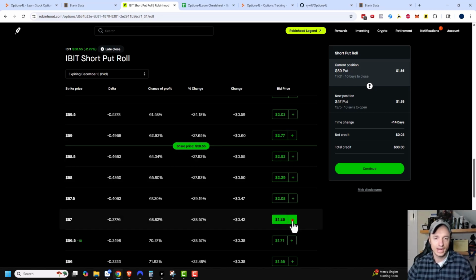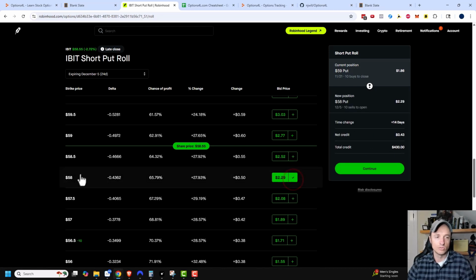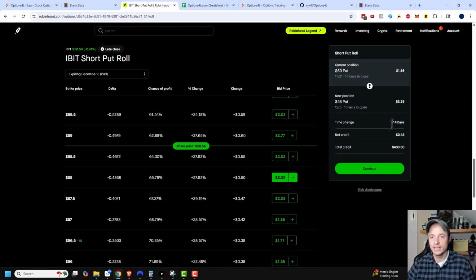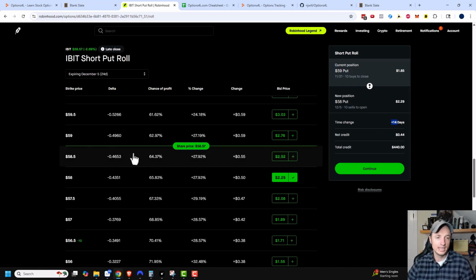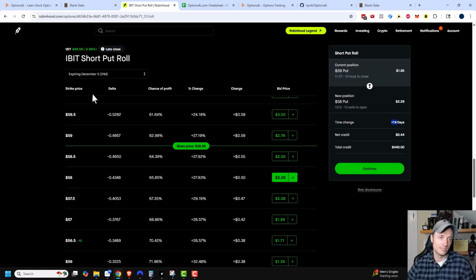Now if I didn't want to do that, I could untick that, and let's say I just want to roll down $1, and you can see right here, I'd buy back my 59 strike put that has a 11/21 expiration, and then I'd sell the 58 put with the December 5th expiration. And you can see I make a pretty decent credit right here. And I'm also adding 14 days to my particular trade. So this might be a trade worth taking. Again, assuming my general thesis is that the IBIT ETF is going to bounce back up and be above the $58 strike price on December 5th.